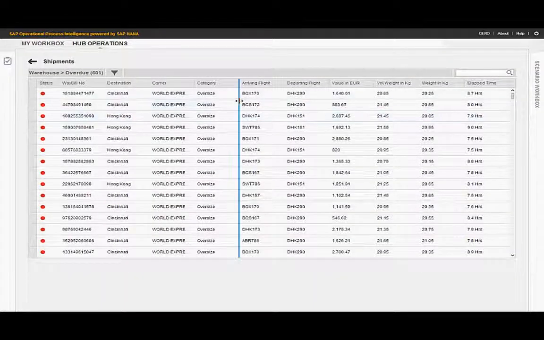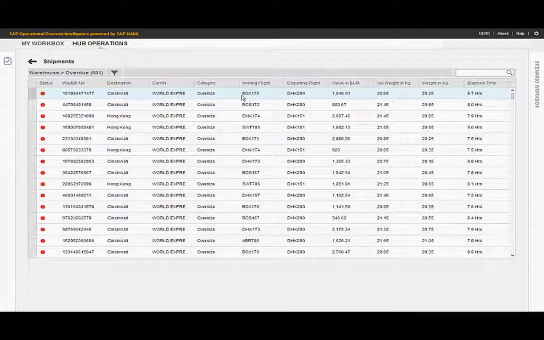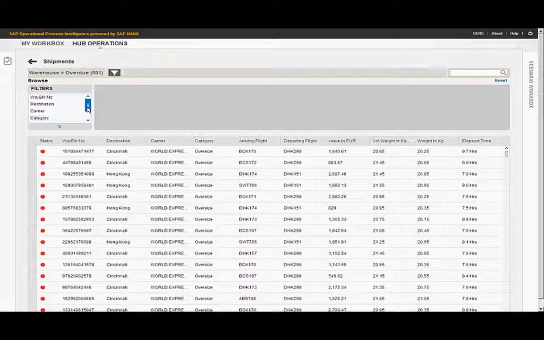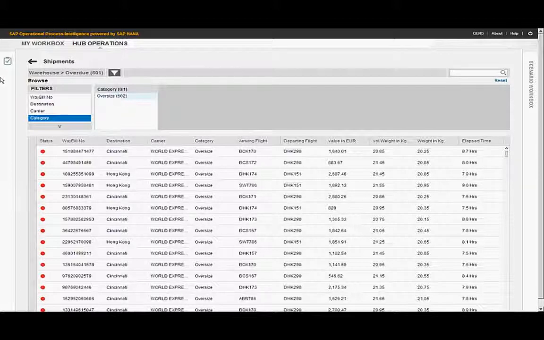He can go in and see individual shipments. He could slice and dice across categories. He wants to go into the loading area. There are oversized shipments which are causing the delay.